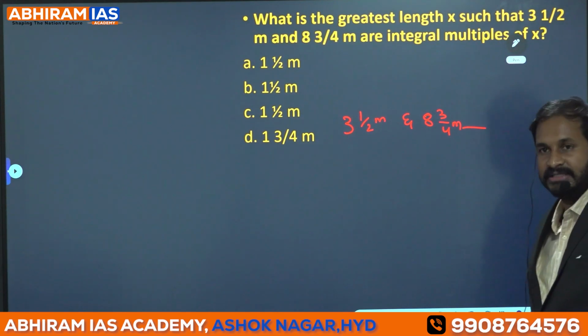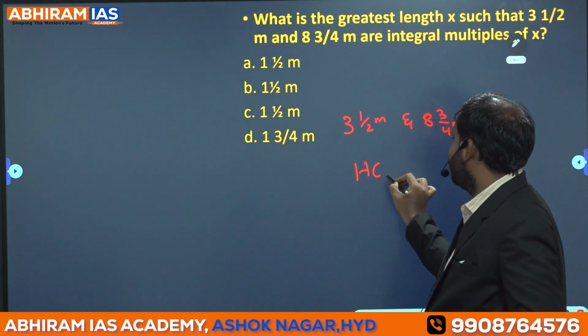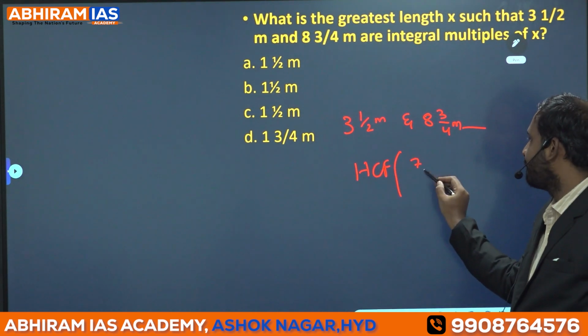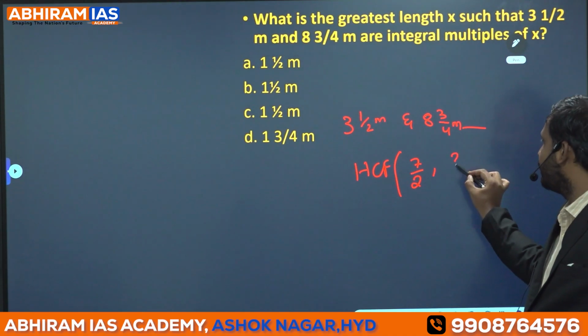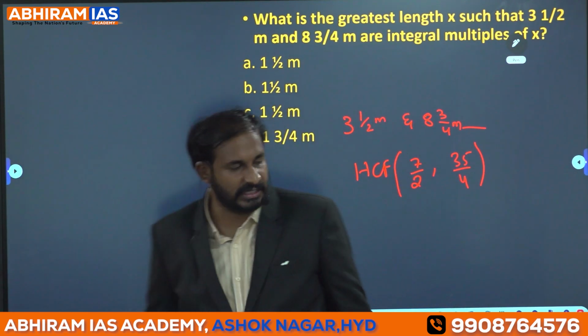We should take the HCF. Here we need to find the HCF of 3 1/2 and 8 3/4. 3 1/2 means 7/2. 8 3/4 means 8 fours are 32 plus 3, 35/4. We need to find the HCF of 7/2 and 35/4.